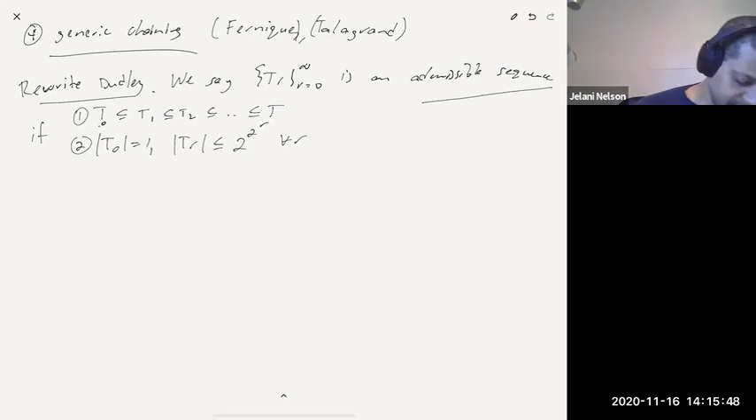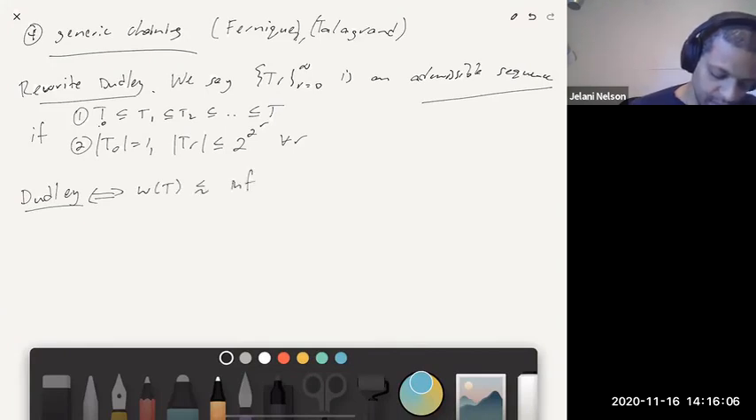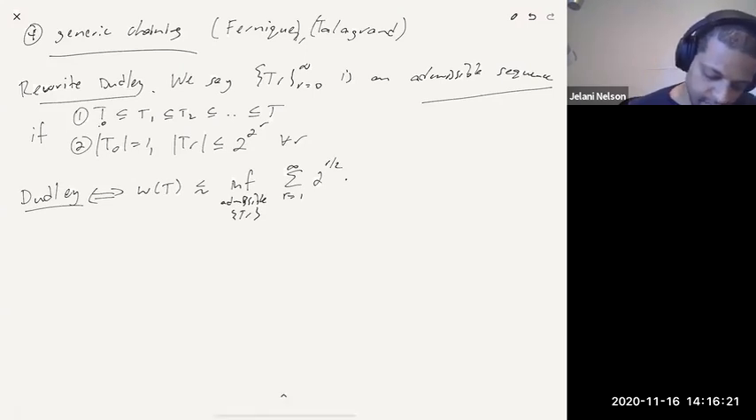I claim that the mean width of T, let me write it like this. I claim that Dudley implies, or it's equivalent to, saying that the mean width of T is at most the inf over all admissible sequences of the sum r goes from 1 to infinity of 2 to the r over 2 times the sup over x in T of the distance in L2 from x to T_r.